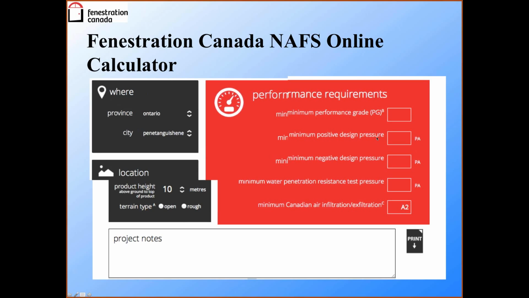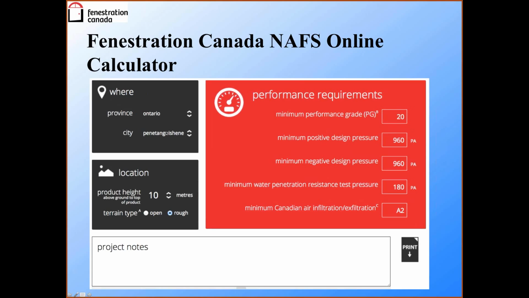And I'll show you that I picked Fenelon Falls, which happens to be where I live in Ontario, a height of 10 meters, and a rough terrain. Looking at all of that, it reports back that the minimum performance grade is 20. The minimum positive and negative design pressures would be 960 pascals, and the minimum water pressure required is 180 pascals. So that gives it to you.